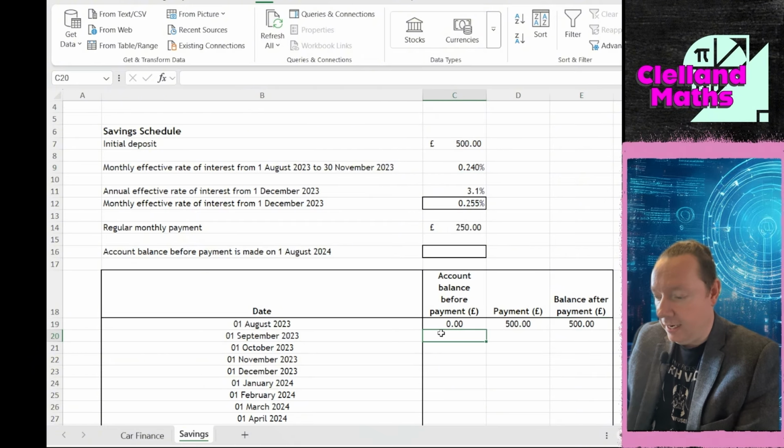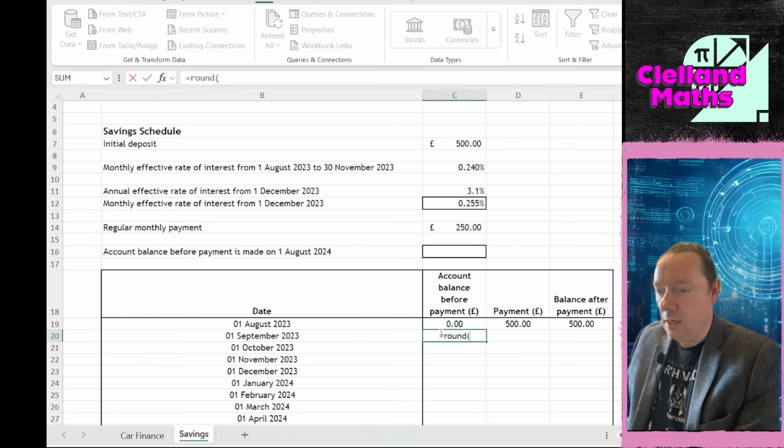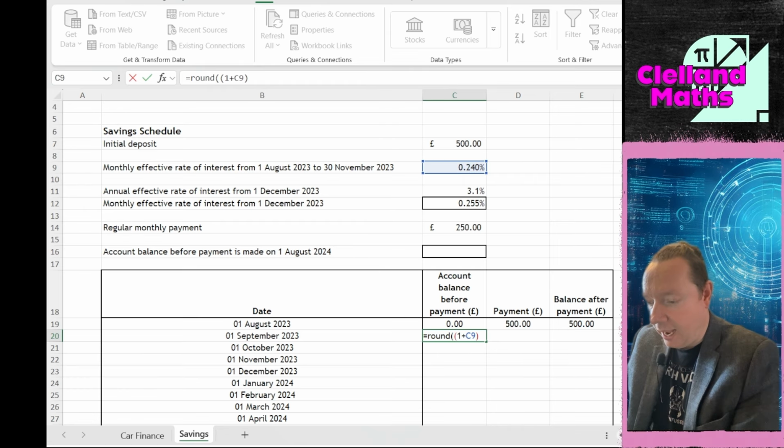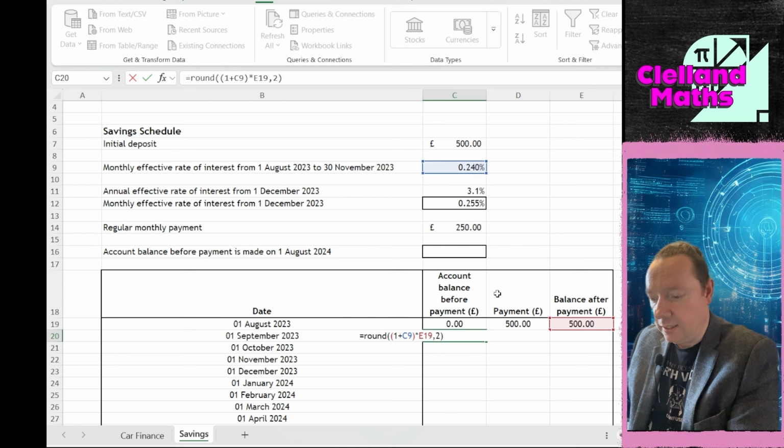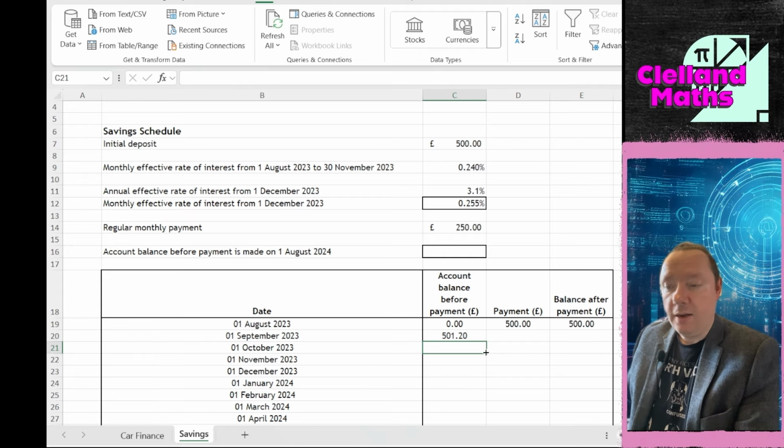So I need to have that in there, so round. And how do I add on interest? Well, I'll just put a 1 on it. So 1 plus this times the previous balance to 2 decimal places. And now make sure you dollar the correct amount. C9's outside the table, so F4 that, and press enter.